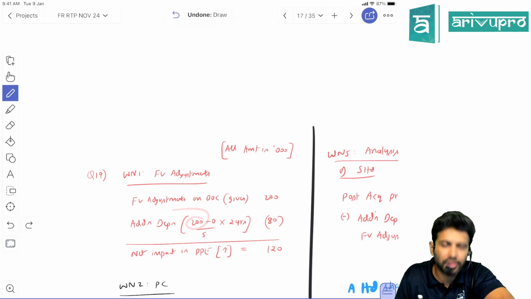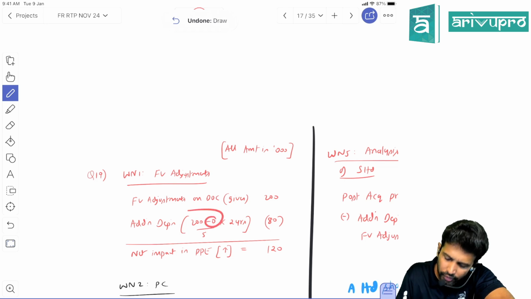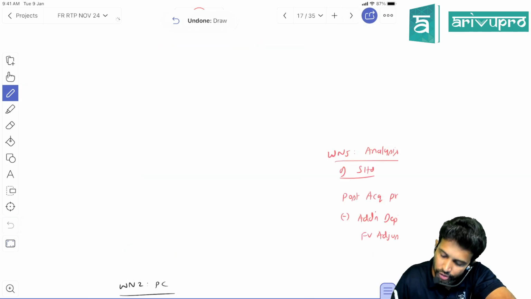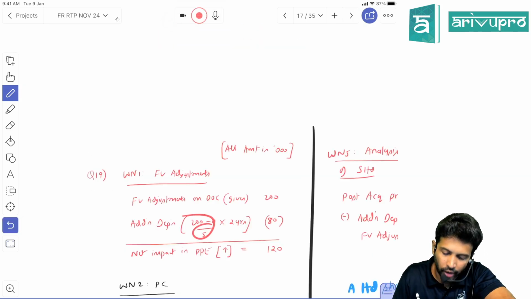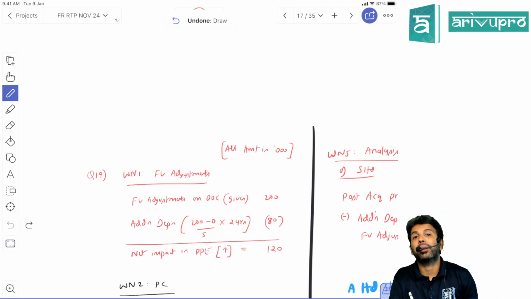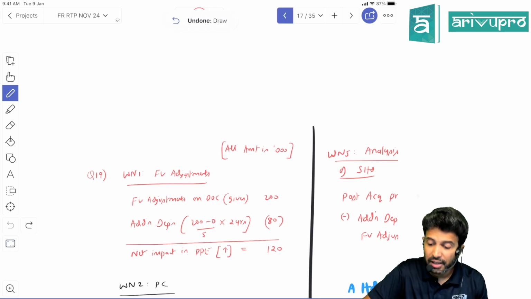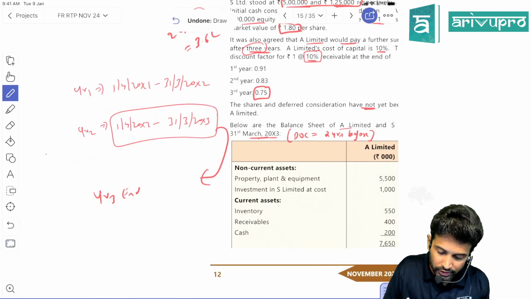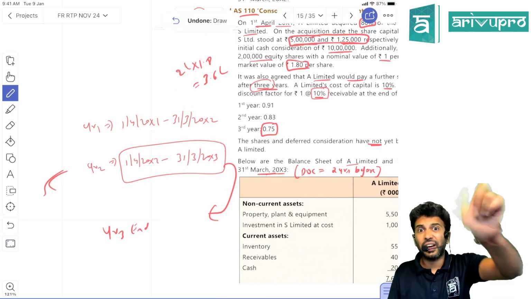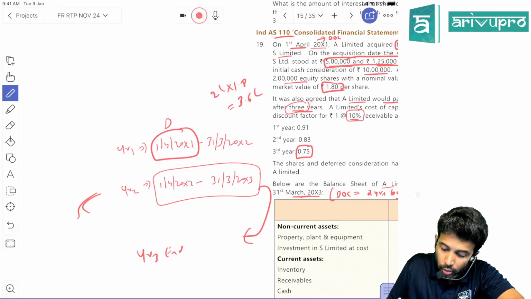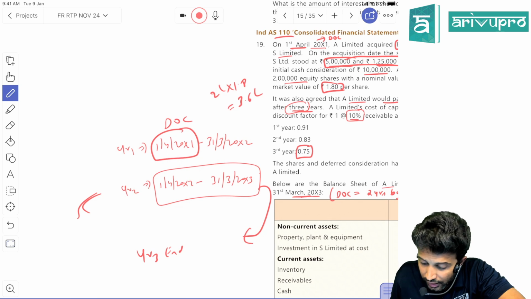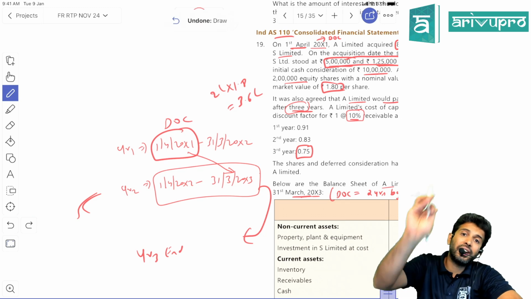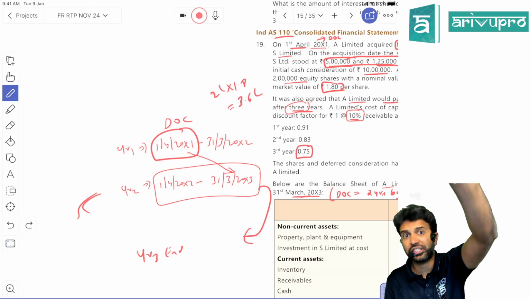So 200 is the value of the asset you have increased. Residual value information is not given, so 0. Life remaining, they've given in the question to be 5 years, so divided by 5 years. Do not forget to multiply it by 2 years. Why, sir? Because we are preparing the consolidated financial statements for the second year. For this, the fair value adjustments you do on the date of control. So you have to calculate the impact from the date of control to the current year's consolidated balance sheet date, or consolidated financial statement date.